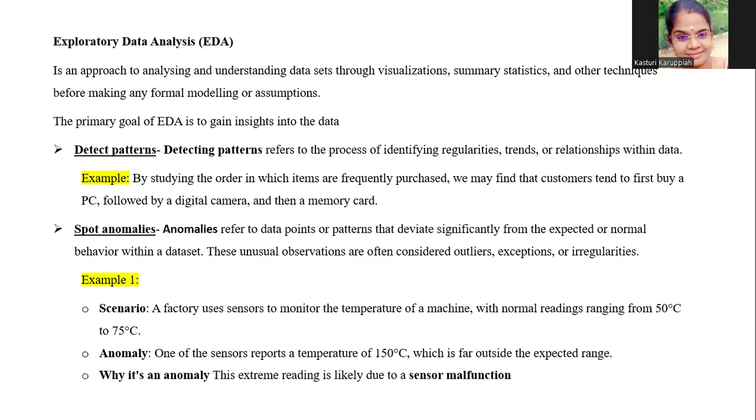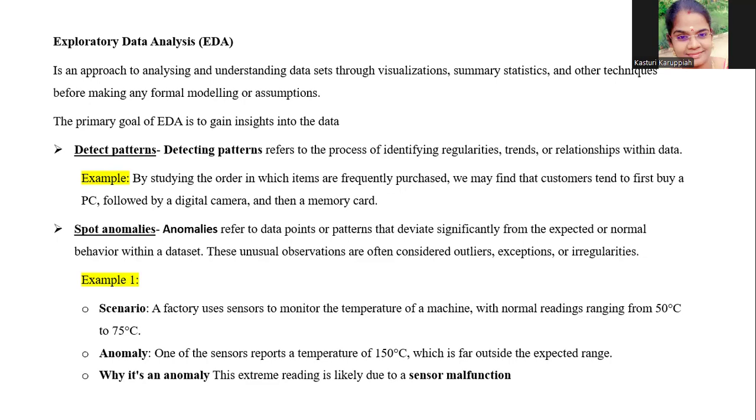By studying the order in which items are frequently purchased, we may find that customers tend to first buy a PC, followed by a digital camera, and then a memory card. This example shows the typical buying pattern of a customer. That pattern may be anything: buying pattern, studying pattern, movie pattern, like that. Therefore, EDA can be used to detect any pattern or trends.